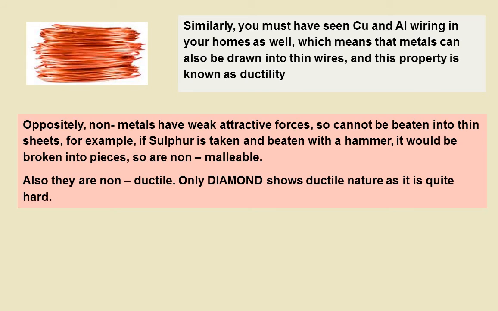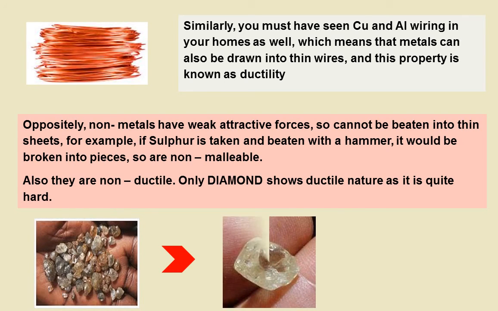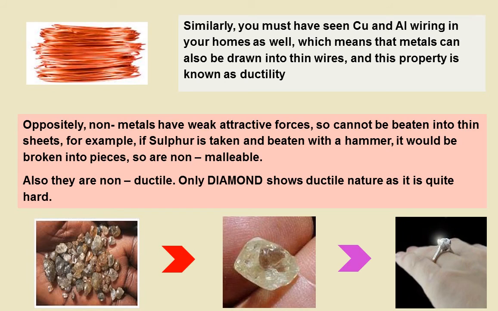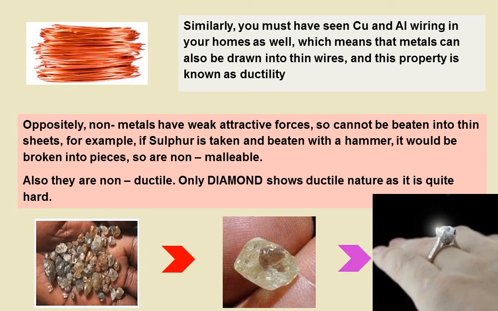But there are some exceptions. Diamond. Only diamond shows ductile nature, as it is quite hard. Due to this hardness characteristic, we can see diamond used to make beautiful jewelry.